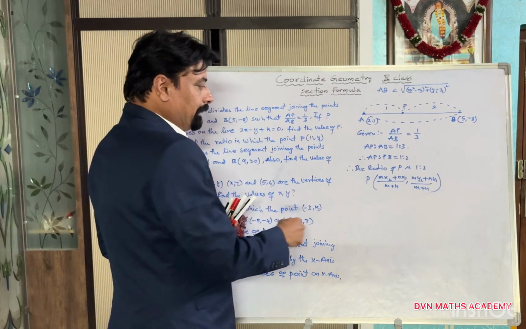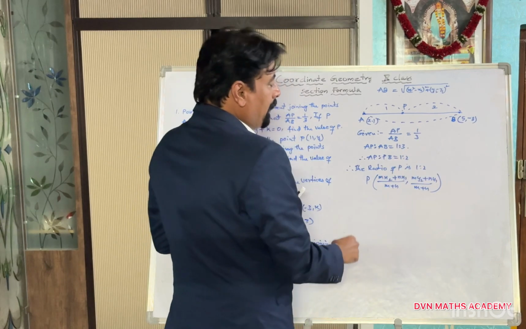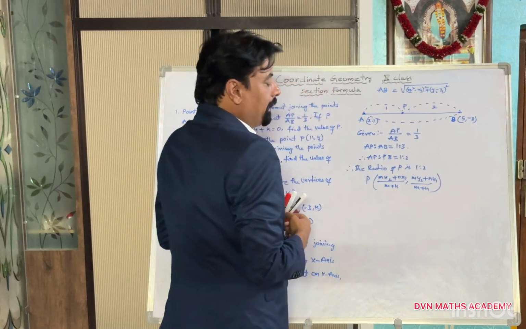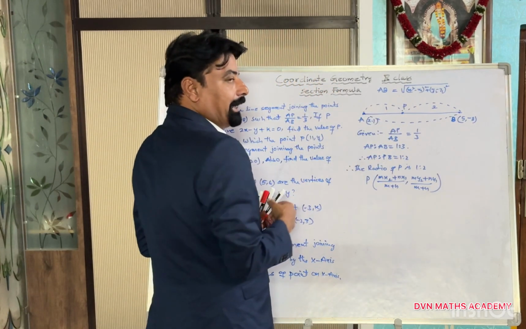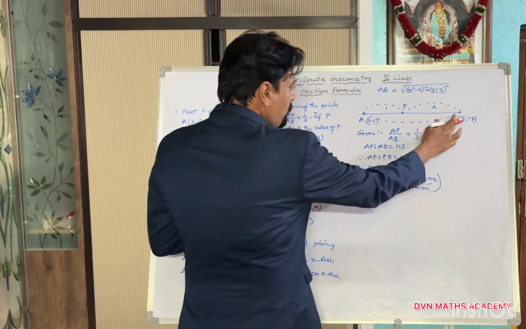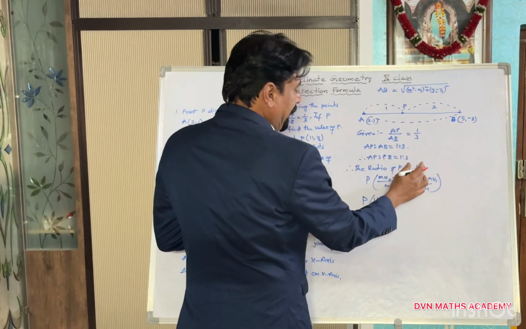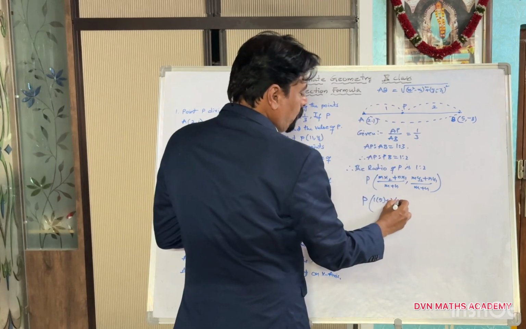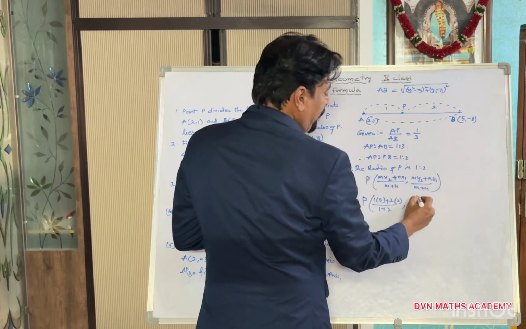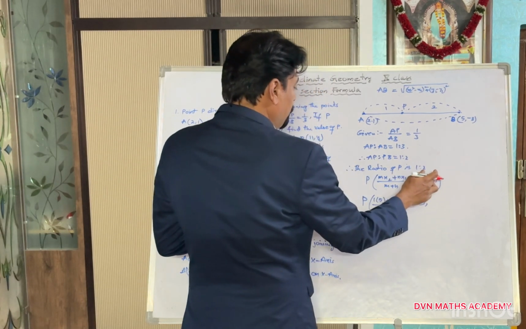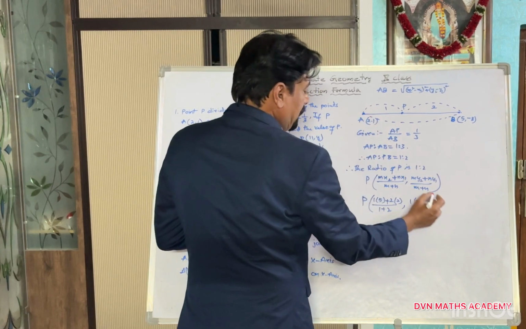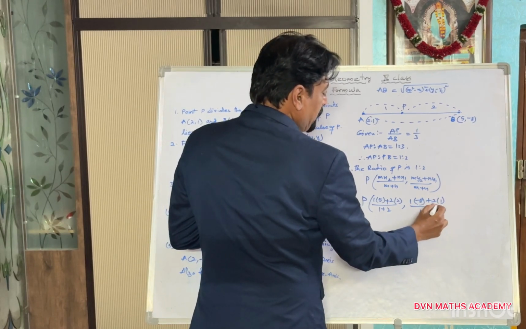So here m is equal to 1 and n is equal to 2, and x1 is 2, y1 is 1 and x2 is 5, y2 is -8. Now if you put those values in the formula, you will get the coordinates of P. m means 1 into x2 is 5 plus n is 2 into x1 is 2, by m plus n means 1 plus 2, comma, m 1 into y2 is -8 plus n into y1, that is 2 into 1, by 1 plus 2 means m plus n.